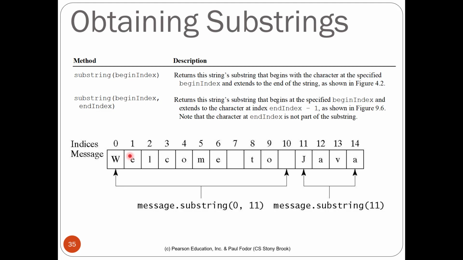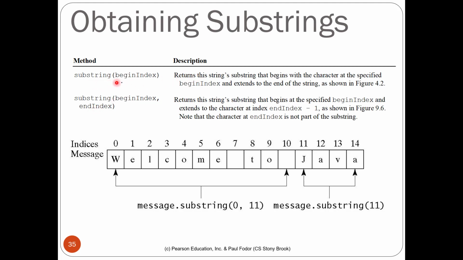Okay, so substring is something which I already explained to you, but let's do that one more time. Obtaining a substring, how do you get that? It has two versions, right? One substring with just the beginning index. The other substring method where you specify the beginning index as well as the end index.